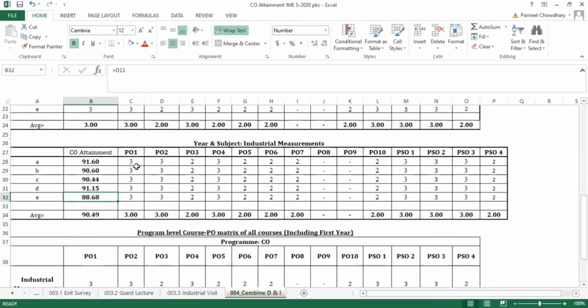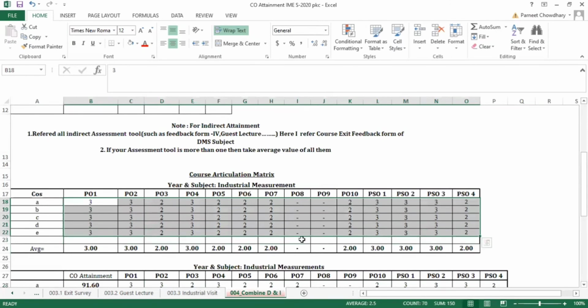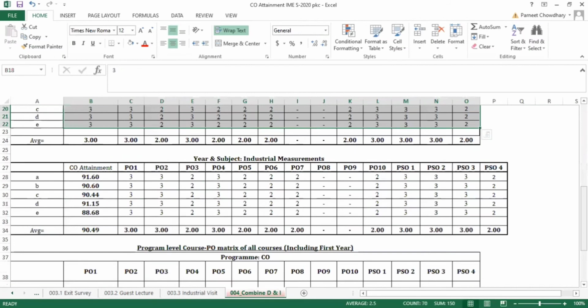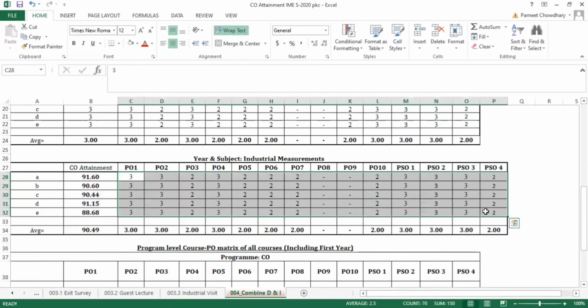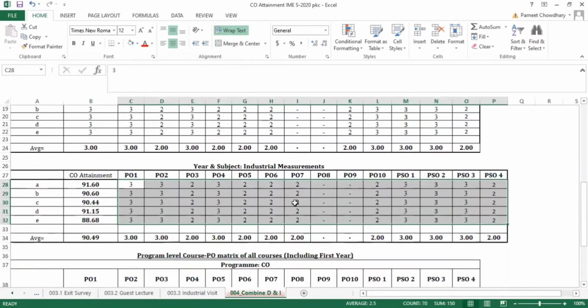Then depending on this CO attainment, we will decide at what level these COs have been achieved. This was my plan, that CO A and PO1 are achieving at level 3. CO A and PO2 are achieving at level 3. Now below this table is my actual, whether it has actually been achieved. So since all percentages are below 80, 85, I have said that my CO PO attainment matrix, course articulation matrix, has been achieved. So I have put these values.